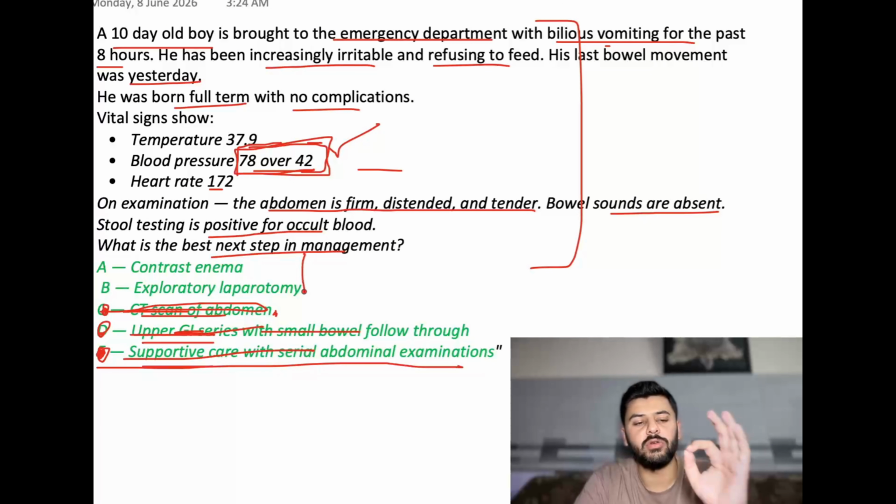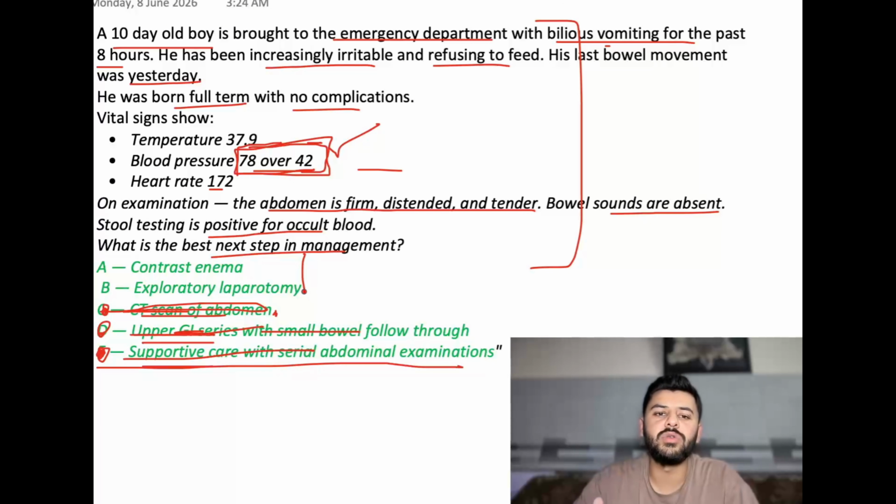This is how you solve a USMLE question. Always rule out the wrong options, and you should have a reason why you are ruling them out. Because I do have a very strong reason here. CAT scan, you don't do it in an unstable patient. Upper GI series, you don't do it in an unstable patient. Supportive care with serial examination, you don't do it if you have a normal brain. Now you are left with only 2 options, the contrast enema and the exploratory laparotomy.